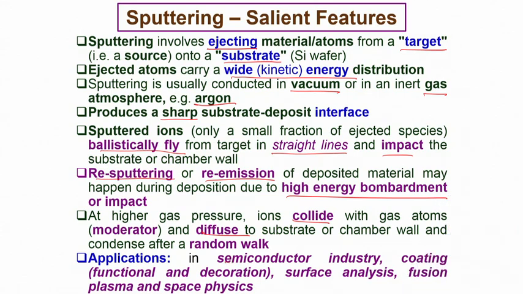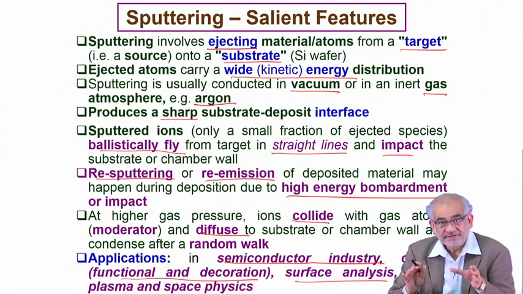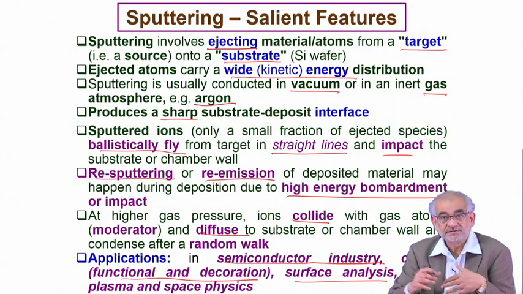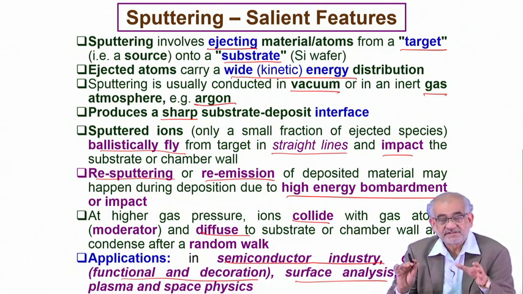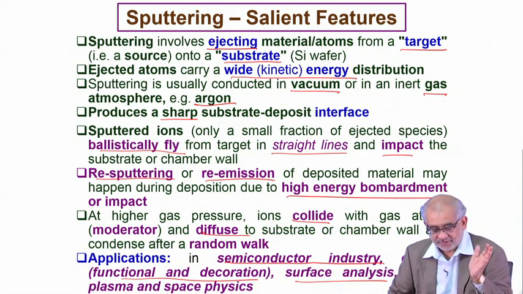The applications could be typically in the semiconductor industry for various kinds of functional and decorational coating. It can be used for surface analysis and also has wide application in fusion plasma and space physics. So, sputtering is also used to create a conducting coating or a non-conducting coating. So, the applications can be multifaceted, but most of the applications are in the semiconductor industry.